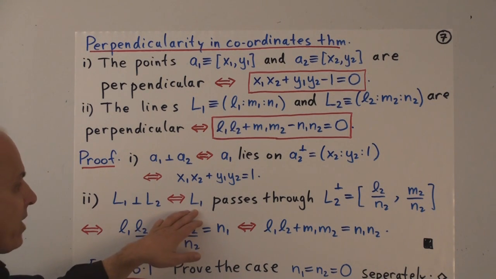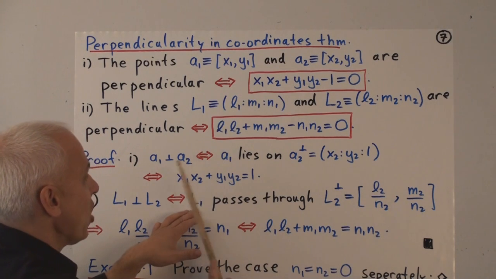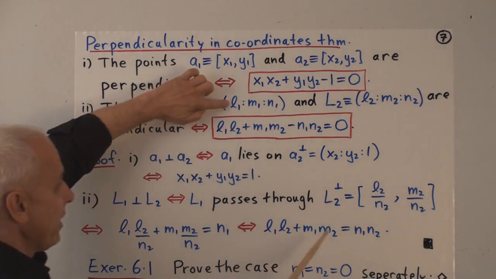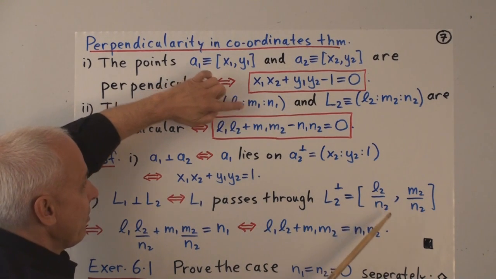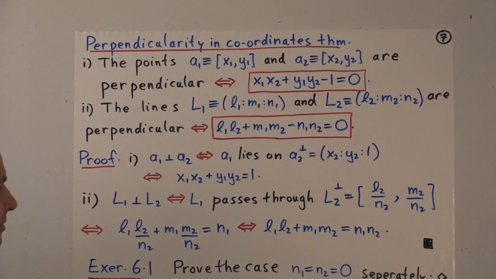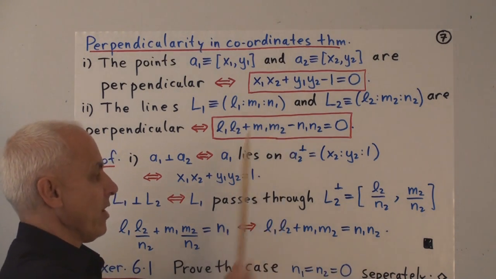Now the condition that L1 passes through this is the same as saying that this lies on L1. That happens when l1 times this plus m1 times this equals n1, which is right there. And multiplied by n2 gives us this here, which is what we want to prove.